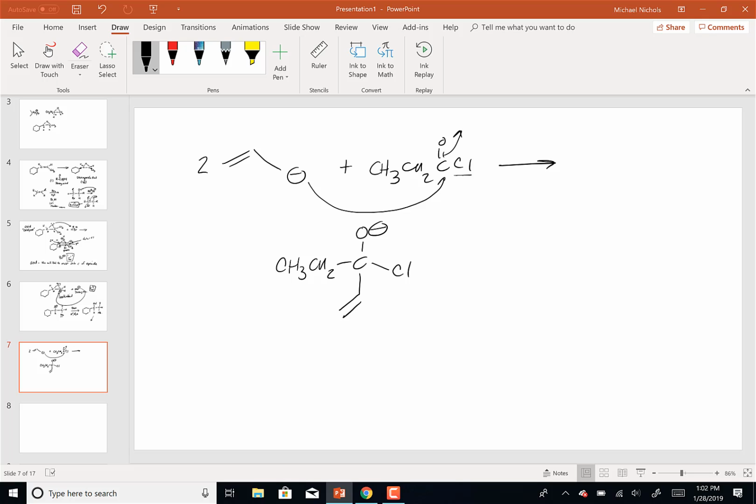And then we said that alkoxide is going to try and do what? It's going to try and reform the double bond, so this pair of electrons can move down and reform the double bond if there's a leaving group attached to that carbon, which is what the chlorine is. So it could then kick off the chlorine so that we lose Cl minus, and now we've made a ketone.